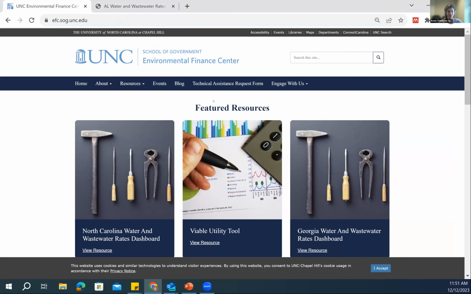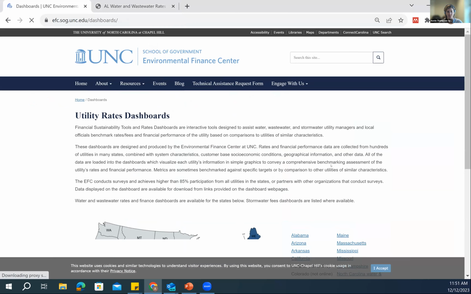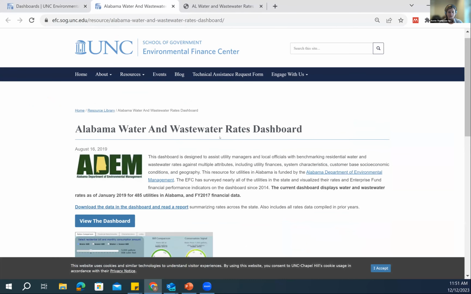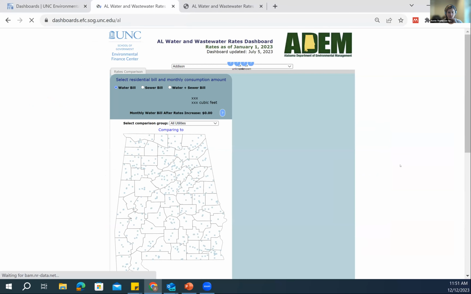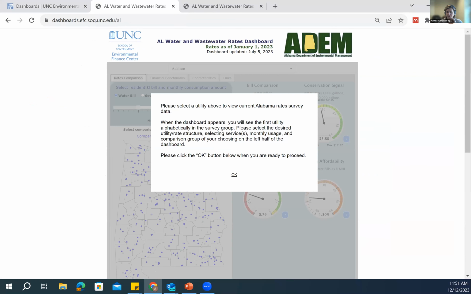If you were to go to our website, go to resources, go to dashboards, click on Alabama. I already had it pulled up, but I'll pull it up again. View the dashboard. Whenever you click on the dashboard, this little box pops up, which gives you a basic idea of what we're talking about and what you need to do to get started.